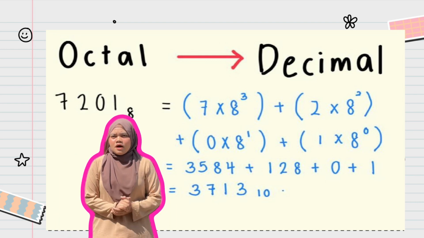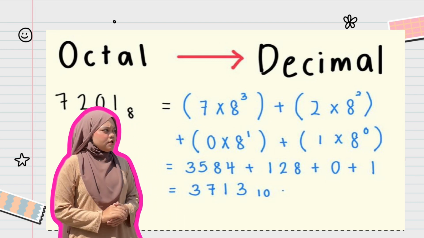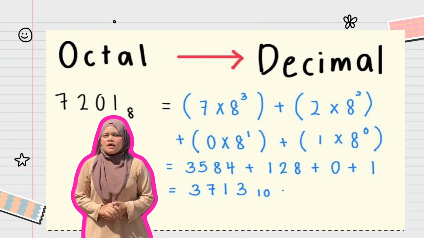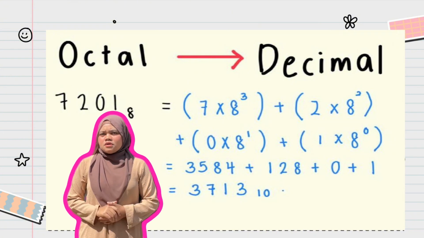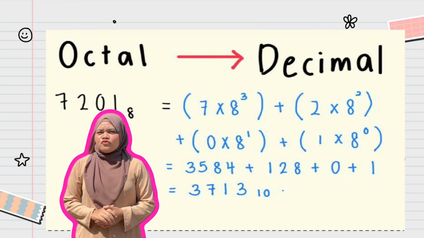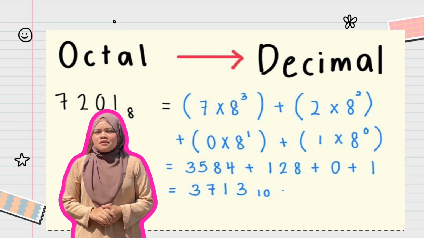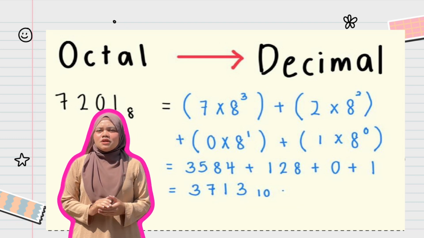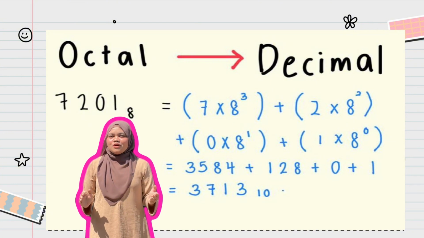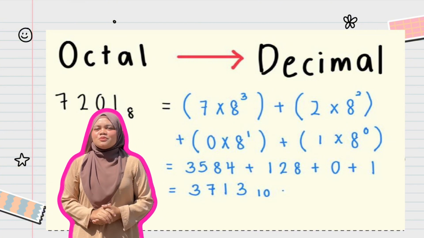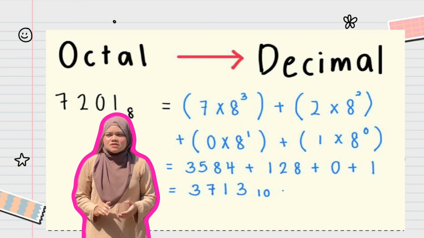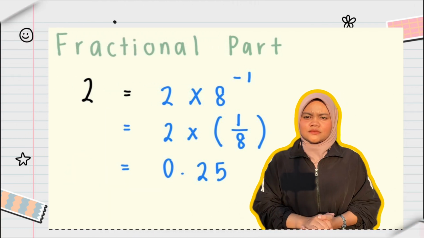Okay, now I add all the values together. 3584 plus 128 plus 0 plus 1 equals 3713. So the decimal value of the integer part is 3713.